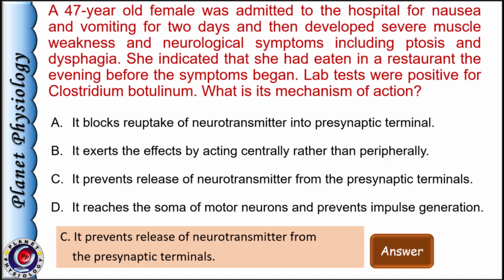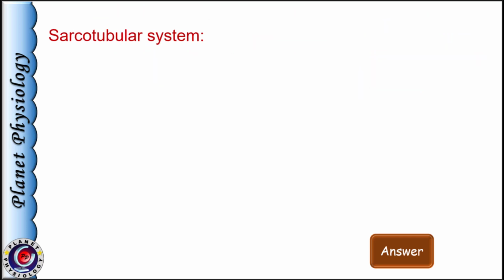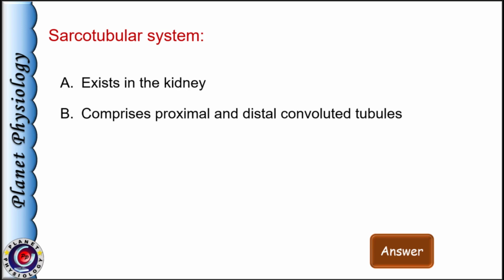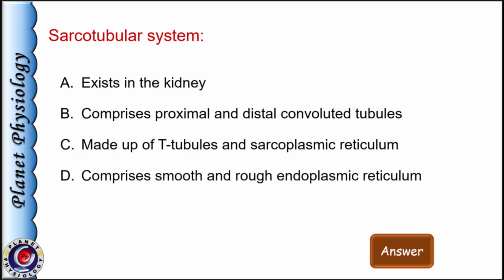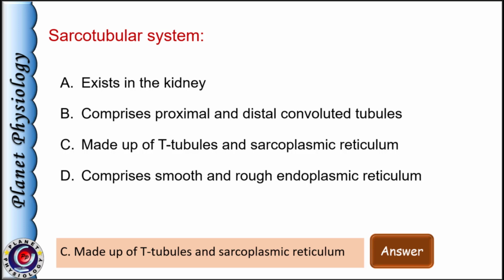Now let us start with the questions related to structure of muscle. Sarcotubular system, the statements are A. Exists in kidney. B. Comprises proximal and distal convoluted tubule. C. Made up of T tubules and sarcoplasmic reticulum. And D. Comprises smooth and rough endoplasmic reticulum. Okay, a simple, straightforward question. It is made up of T tubules and sarcoplasmic reticulum.